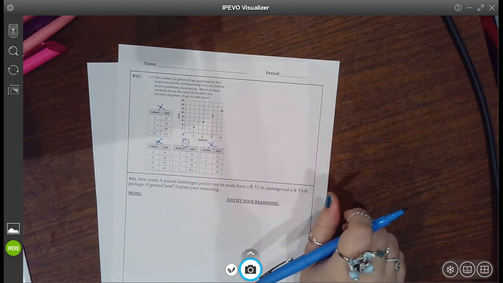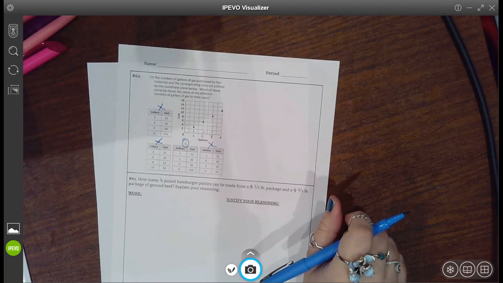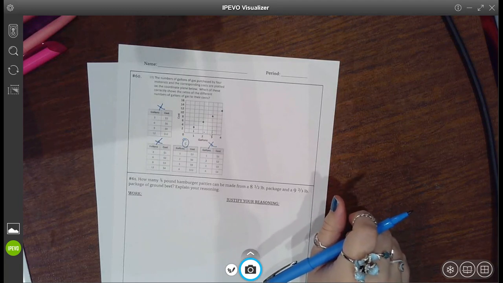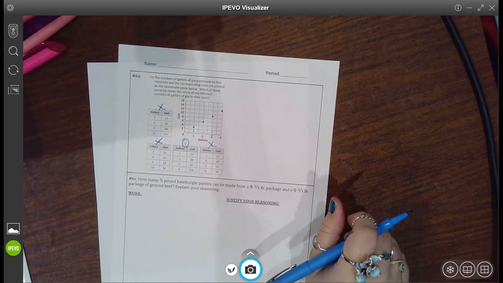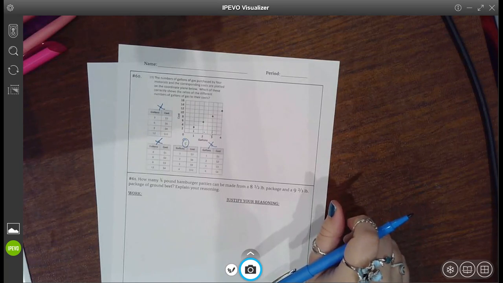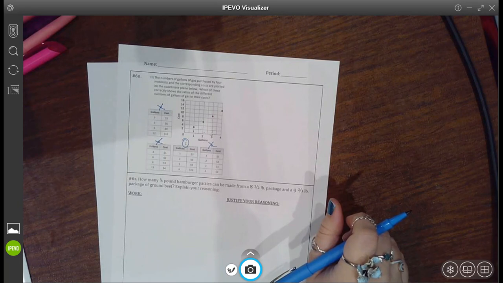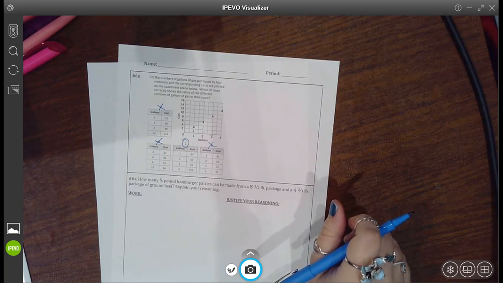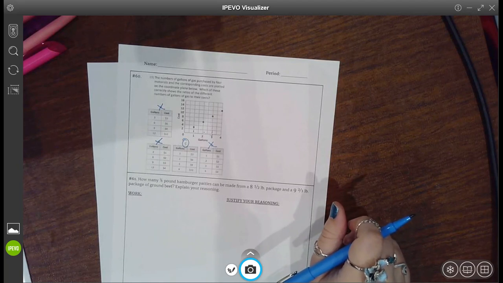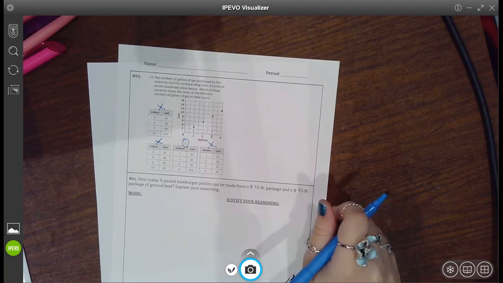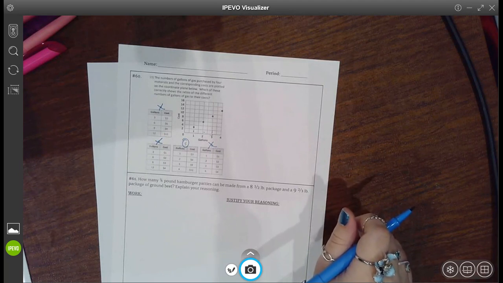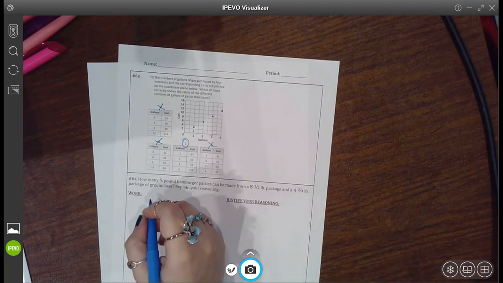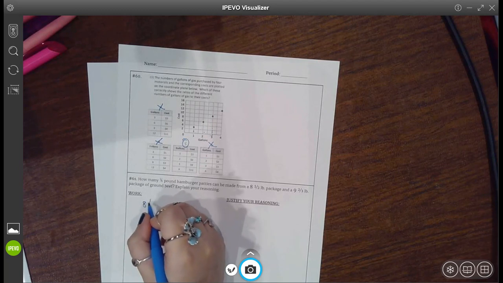My next one says, how many 1/6 pound hamburger patties can be made from an 8.5 pound package and a 9 2/3 pound package of ground beef? Explain your reasoning. So 1/6 pound patties, that's how much it requires to make. And I have an 8.5 pound and a 9 2/3 pounds amount of packages. So first of all, I'm going to combine how much I have.